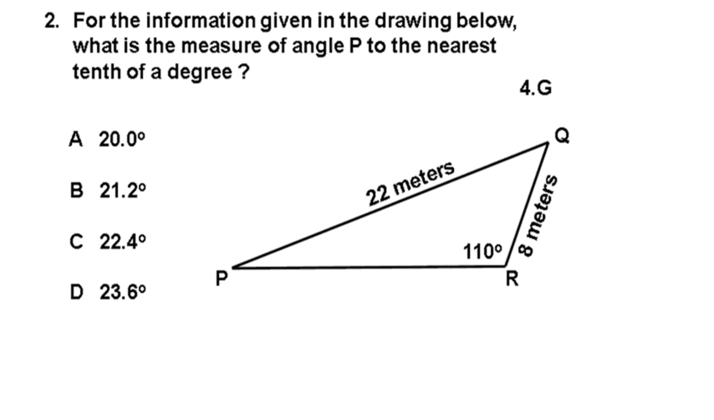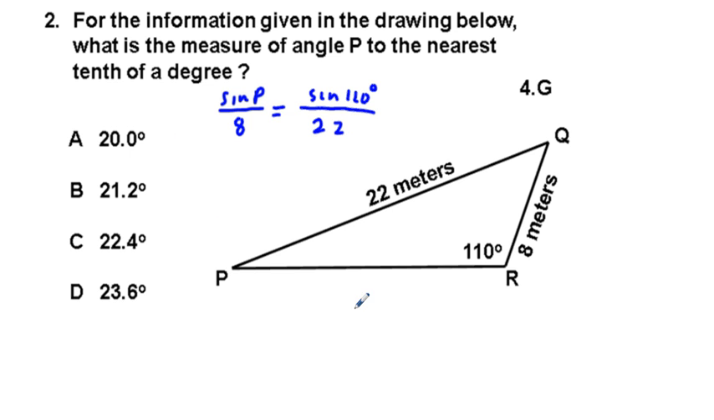Next, problem 2. For the information given in the drawing below, what is the measure of angle P to the nearest tenth of a degree? Again, we have this 22 meters known side opposite this known angle of 110 degrees. We want to find the measure of angle P, so we say the sine of angle P over the side opposite P, which is 8 meters, is equal to the sine of 110 degrees over 22.